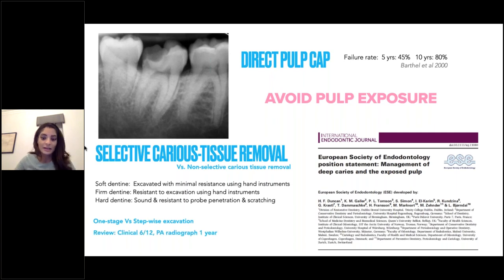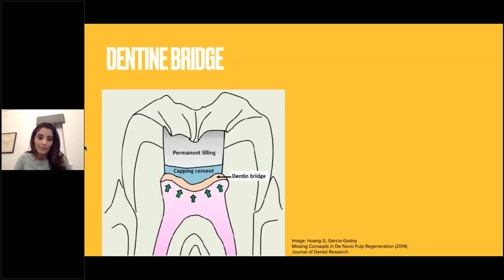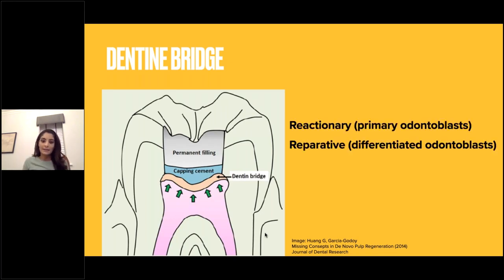If we do this technique, we need to review the patient at 6 months to do their clinical assessment and take a periapical radiograph at 1 year. So what we're trying to do with this pulp cap is create this dentine bridge. So we can see here, this is the pulp. We've got a capping cement that's been placed over it and a permanent filling on the top. And what we're aiming for is a tertiary dentine bridge, so for the pulp and the odontoblasts that line the pulp to form this bridge. And a good capping cement will mean that the bridge that's formed is much better.